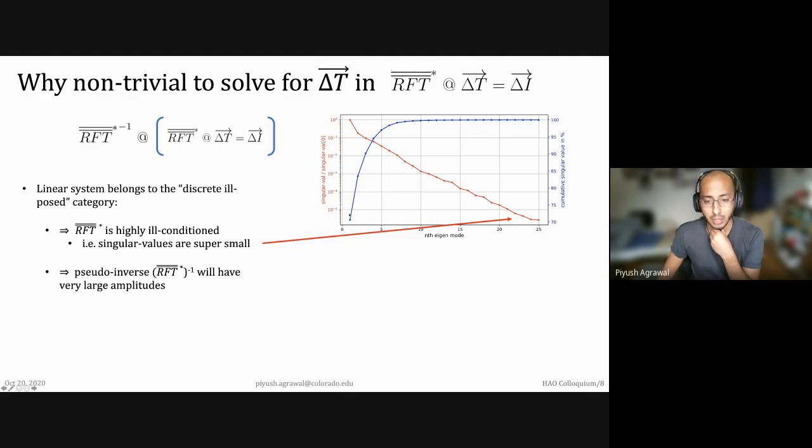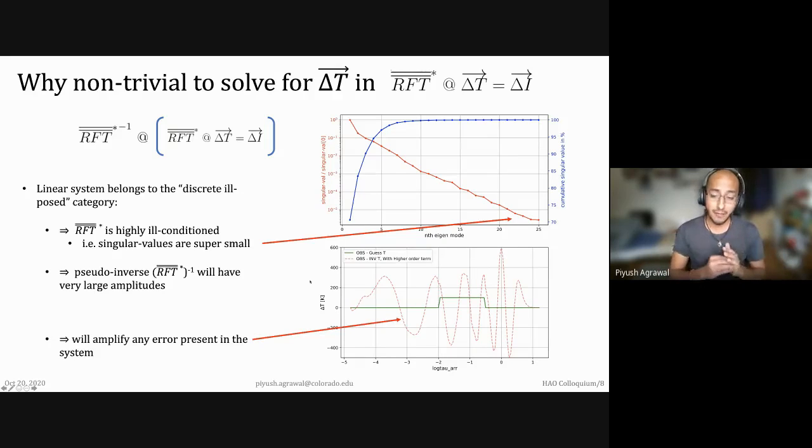You can see that these singular values are super small. The reason singular values are important is that when you compute the inverse of the response function, these singular values go in the denominator. That eventually leads to the inverse, or the pseudo inverse in this case because the inverse of the response function does not exist, having really large amplitude. So if you have any error in your system, these large terms in the response function inverse matrix will amplify the error.